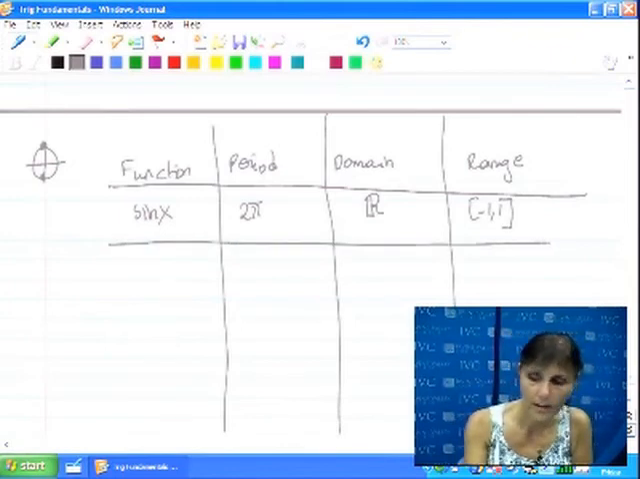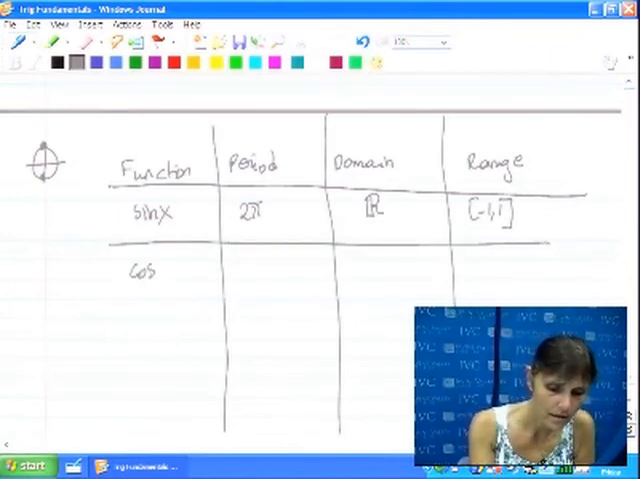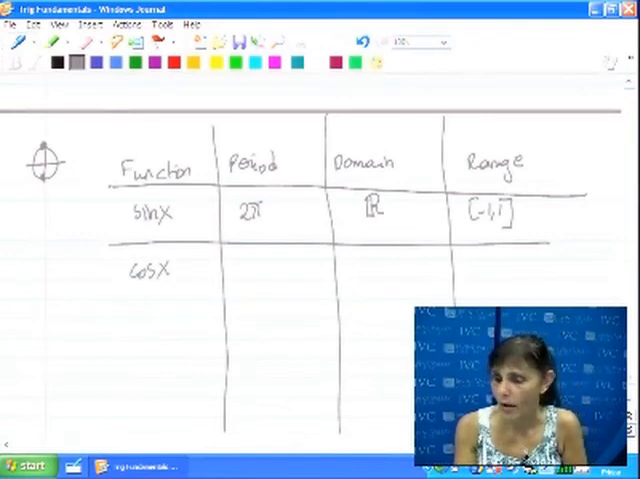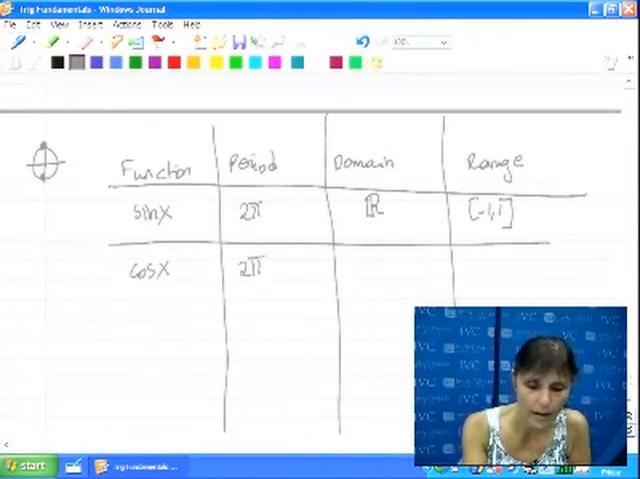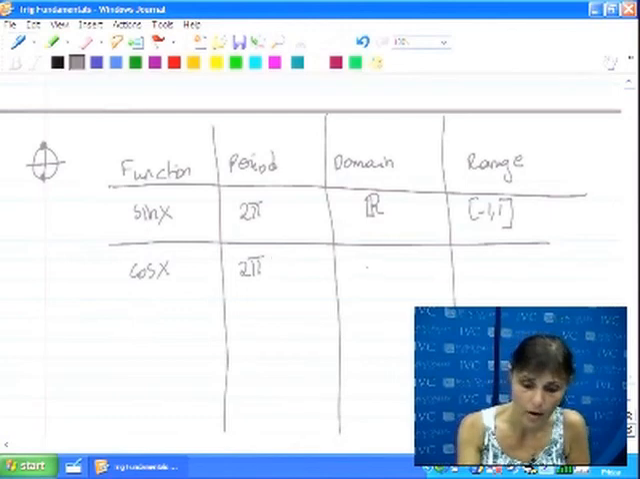Now let's look at cosine. How does that work? It also has a period of 2 pi, and I can plug in whatever I want. And again, that works like x, and it goes from -1 to 1.